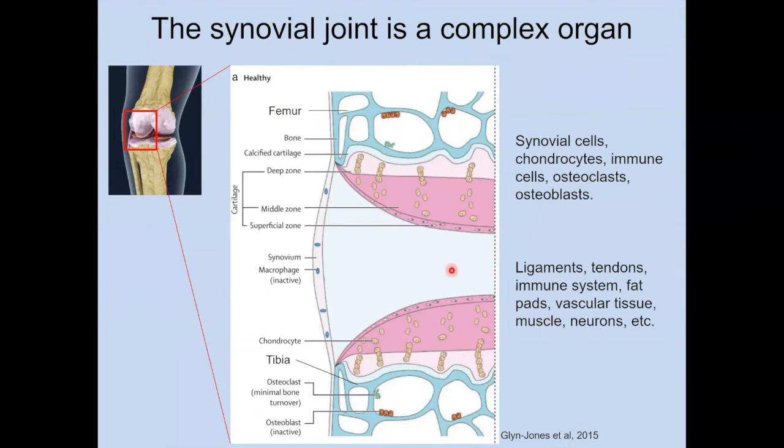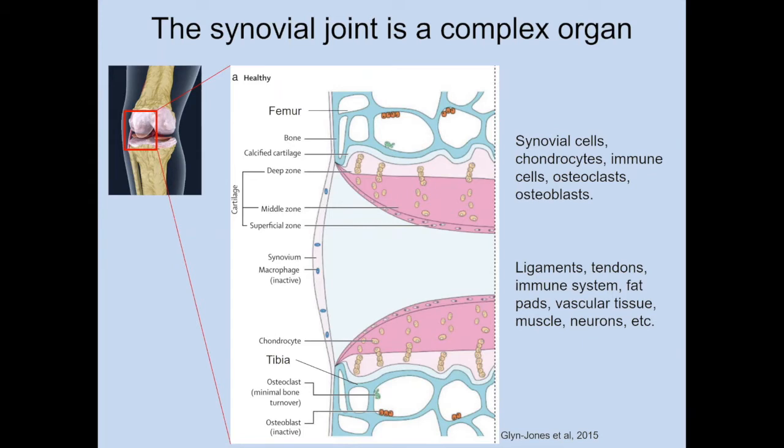Just to go through this little schematic here, this is a cross section through the knee joint, where we have the femur up here and the tibia down here. The primary cell types that we're going to be looking at today are the cartilage, synovium, and some of the bone as well.